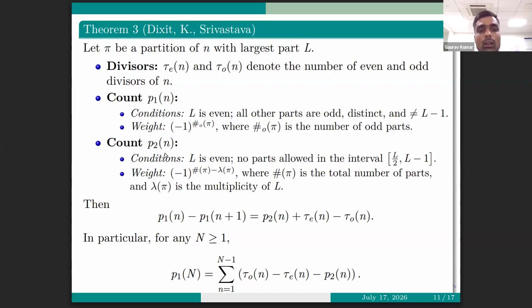Similarly, we define P2 of n, where L is even, and no parts are allowed in the interval L by 2 to L minus 1. And we attach this particular weight, where hash pi is the total number of parts and lambda pi is the multiplicity of the largest part. So because of the main result, we were able to establish this particular relation between all these functions defined for any positive integer n, and we can express P1 of n as this particular finite sum of these other three functions.